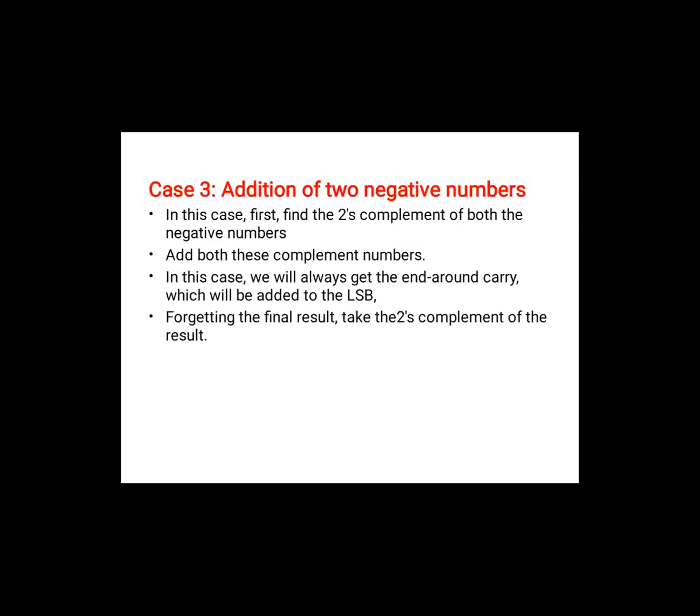So write this step, then we will go ahead. Take the two's complement of both the negative numbers, add both the complement numbers. Suppose you get an end around carry, you add it to the LSB and then again take the 2's complement. So you are doing both things here: adding the end around carry as well as taking the 2's complement. You are combining both the results of case 1 and case 2 over here.